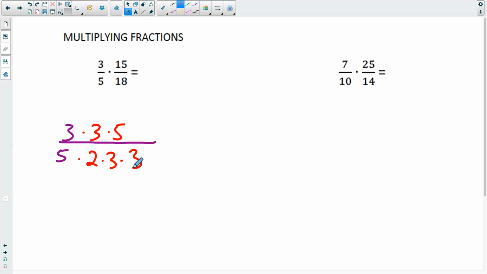So I look at the top of my fraction and the bottom of my fraction and ask, what is the same? What can I cancel out? I have two 3's on both the top and the bottom, so I cross those off. Then I have 5, so I cross those off as well. And I'm left with just 1/2.